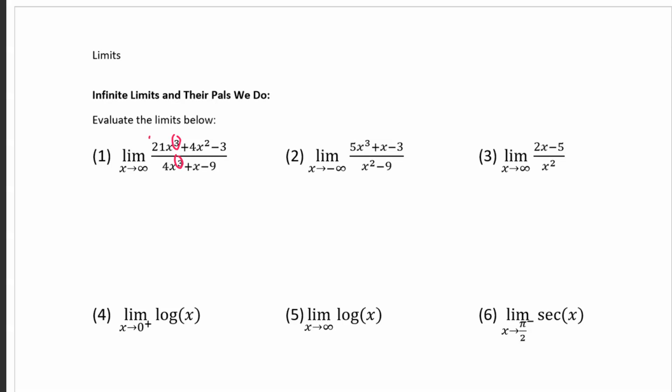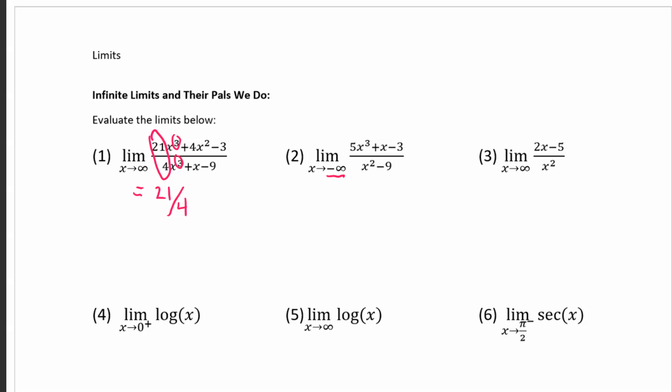So that means our limit is going to be the ratio of the coefficients on the highest degree terms. That only happens when the highest degree term is the same in the numerator and the denominator. In the next problem, we're looking at as we approach negative infinity, 5x cubed and x squared are our highest degree terms. Since the larger degree term, the cubed, is in the numerator, that means we're going to be approaching either positive infinity or negative infinity.